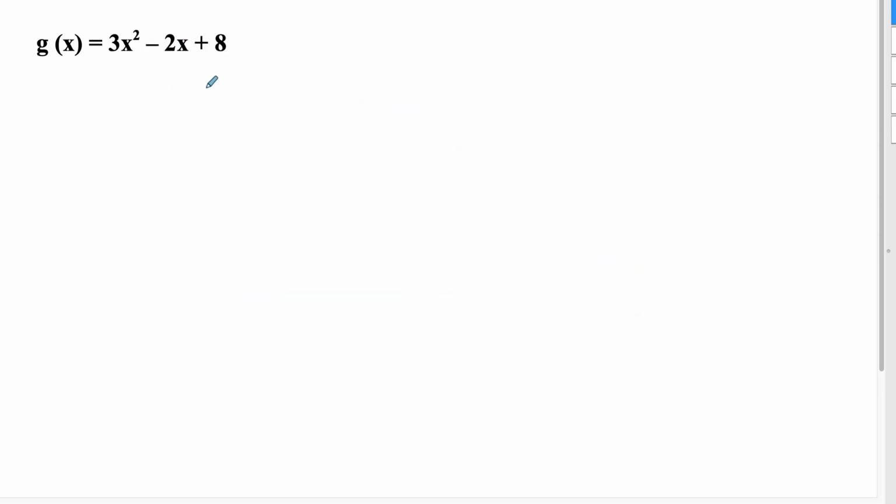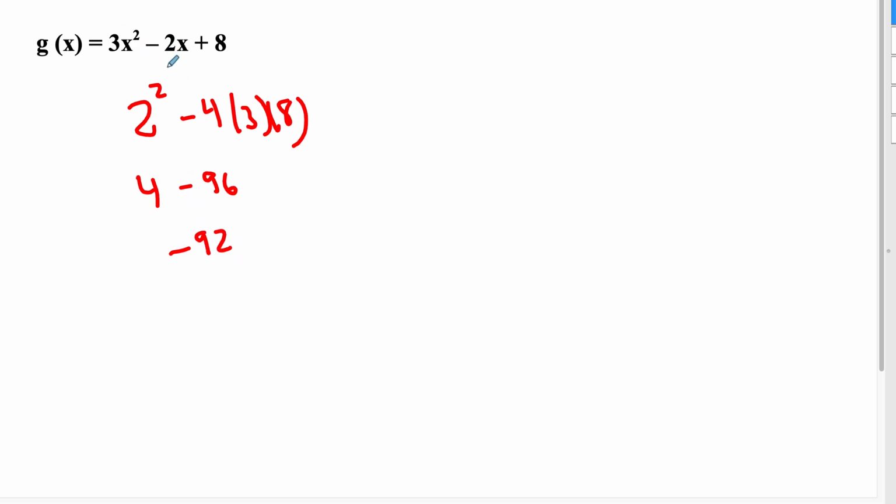Okay, another example. In this case, if you look at the discriminant of this thing, that is 2 squared minus 4 times 3 times 8. That is 4 minus, well, 12 times 8 is 80 plus 2 times 8 is 16, 96. That's negative 92, which under normal circumstances means we can't solve this. That is, it has no real roots. But we can find complex roots. And how do we do that?